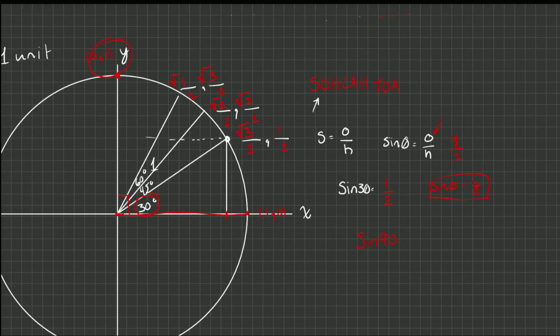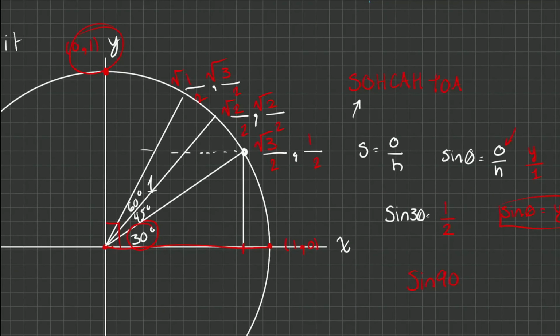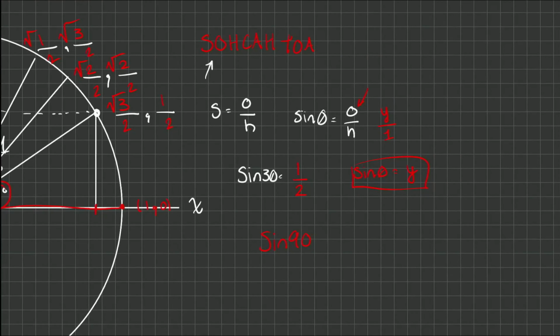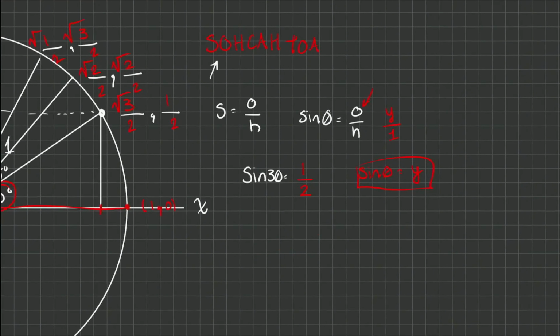Notice how the y value is 1. So does that mean sine of 90 is equal to 1? That does. That's it. That's how you do this. Now let's try sine of 45.